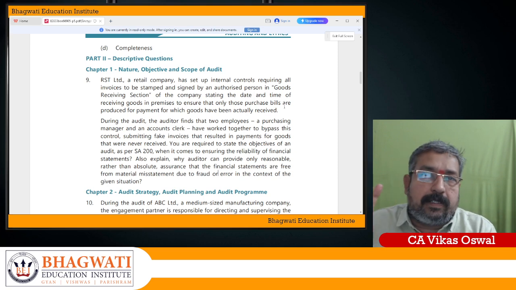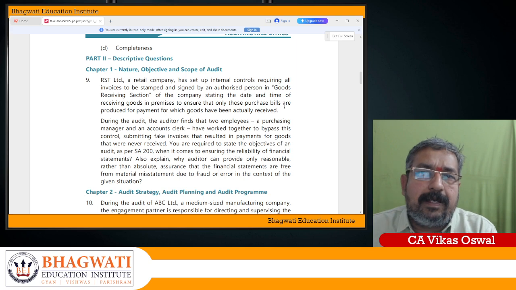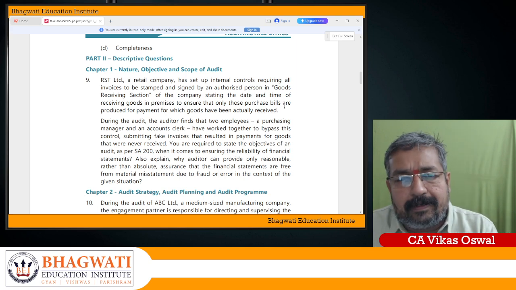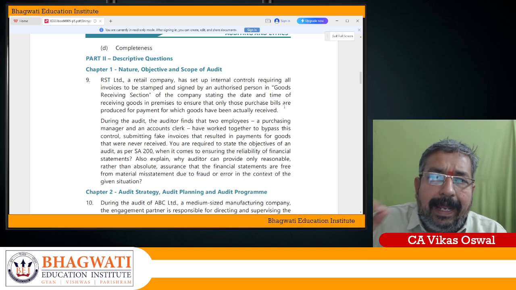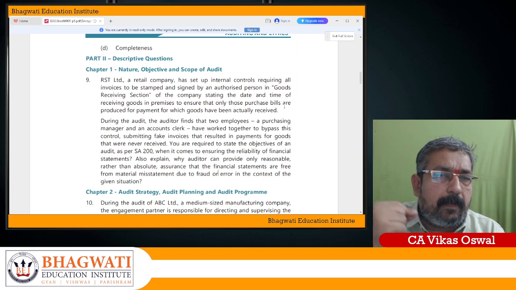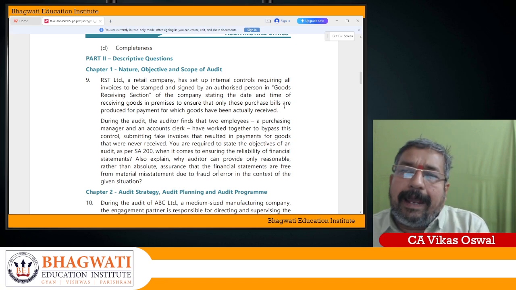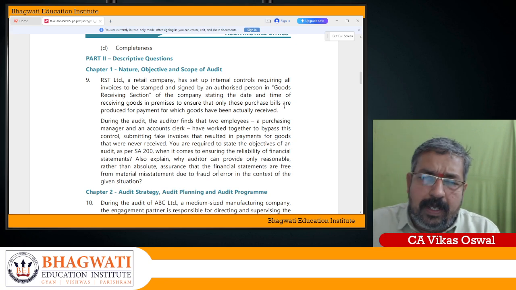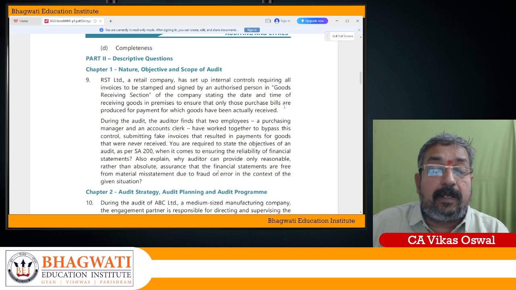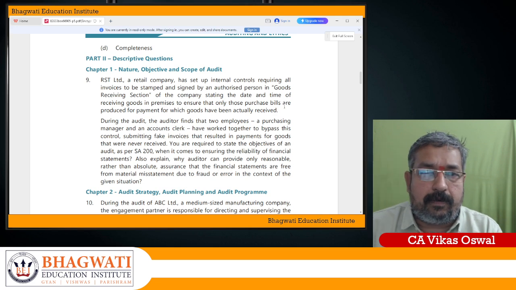So four objectives are there. One, I have to obtain reasonable assurance that financial statements are free from material misstatement due to fraud or error. Second, I have to see whether financial statements are prepared as per the applicable financial reporting framework. Third, I have to report on financial statements and express my opinion. And the last, I have to communicate as per the requirements of the standards on auditing.